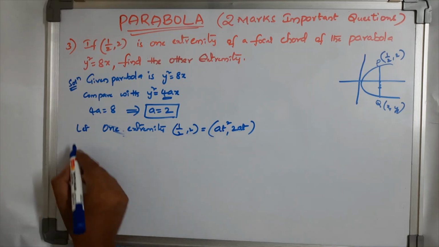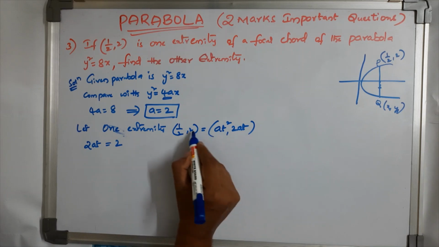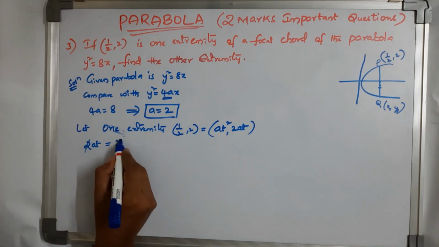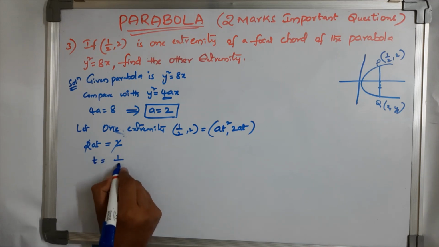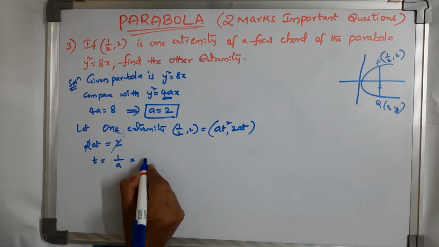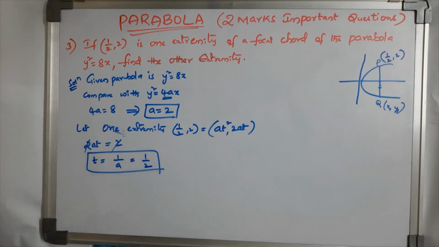Now on comparing, 2at is equals to 2. 2 cancels, and t is equals to 1 by a. We already know the value of a, right? 1 by 2. So the value of t is 1 by 2.